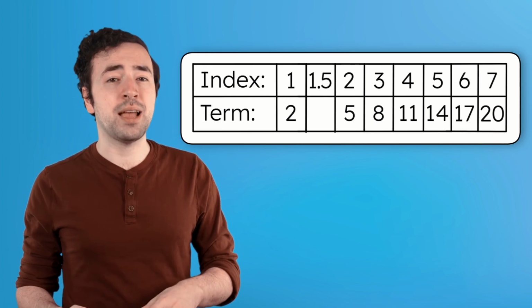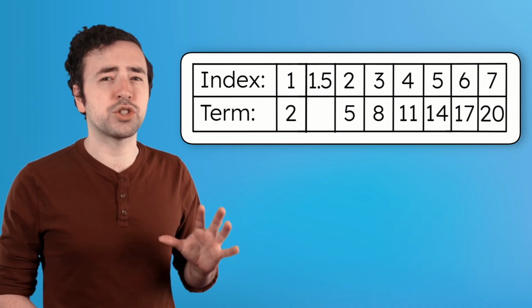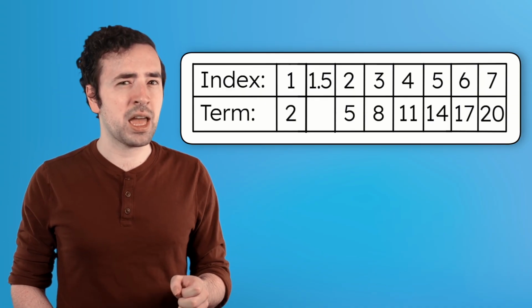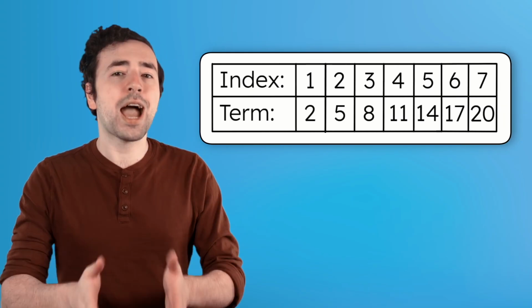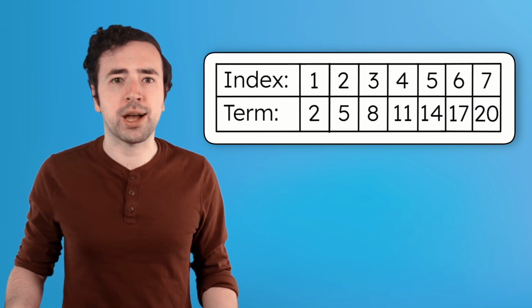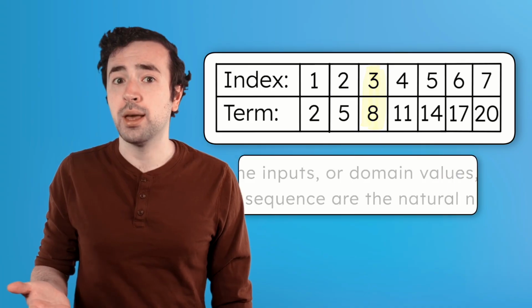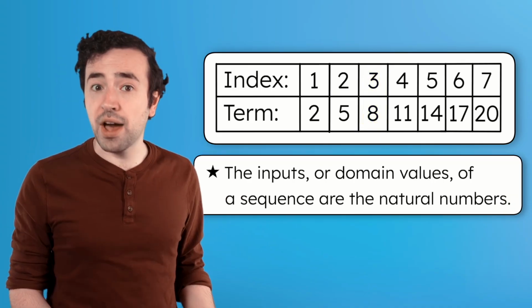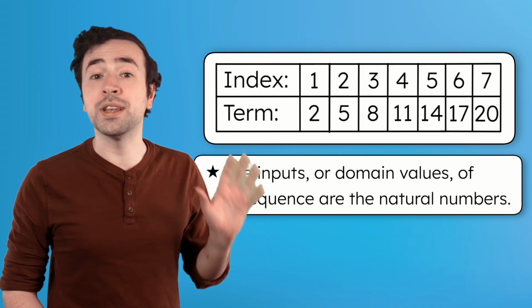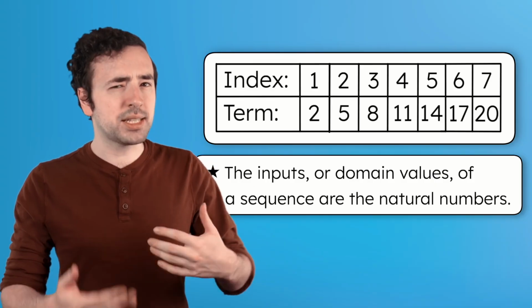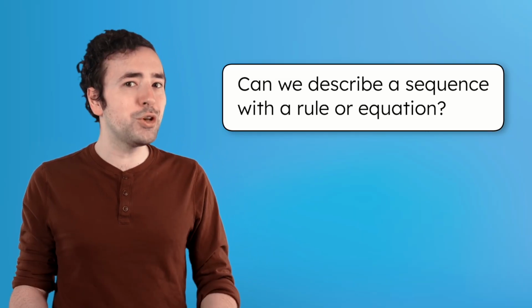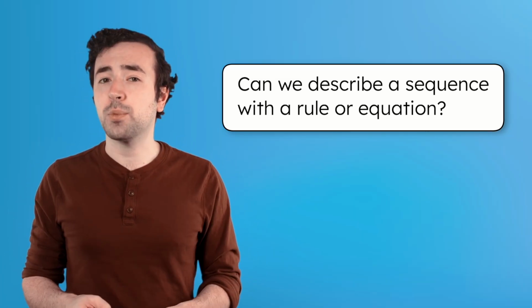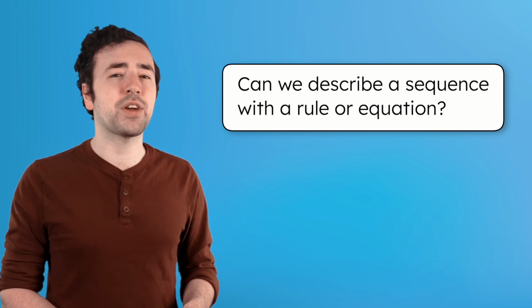The first row of the table represents the order of each term. Does it make sense to have a 1.5 term? No. We count terms in the same way as we count objects, 1, 2, 3, and so on. So the inputs or domain values of a sequence are the natural numbers. And since sequences behave like functions, maybe we can describe a sequence with a rule or equation, just like we do with functions. But to do that, we're going to need some notation specifically for sequences.